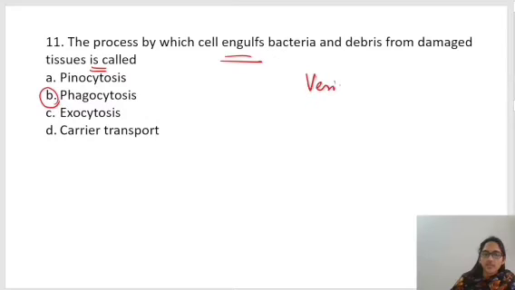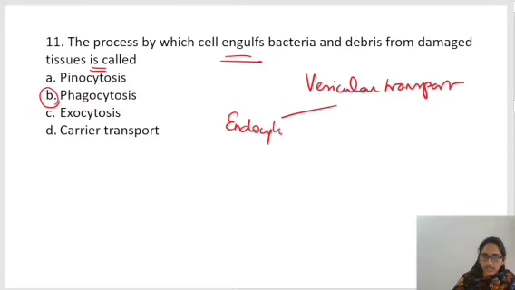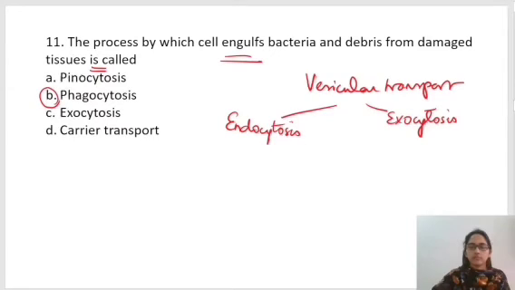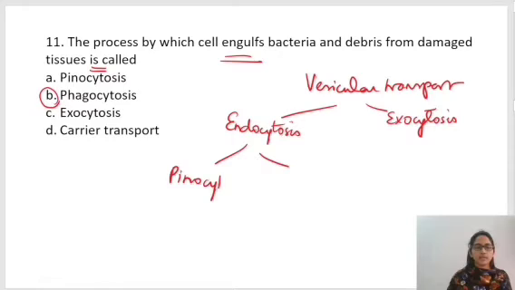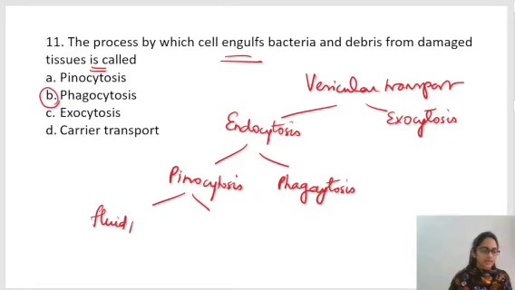So how can we classify vesicular transport? One is endocytosis. Yes, the other one is exocytosis. Endocytosis and exocytosis. So endocytosis is again classified into pinocytosis and phagocytosis. Pinocytosis is again divided into two, which is fluid phase pinocytosis and receptor mediated pinocytosis.